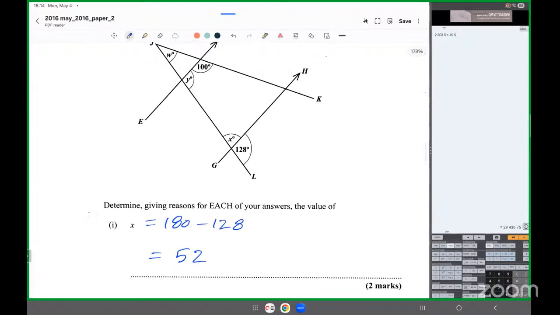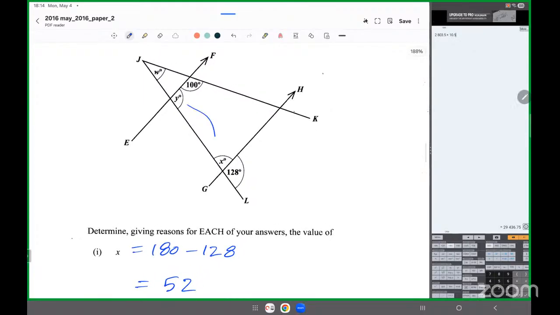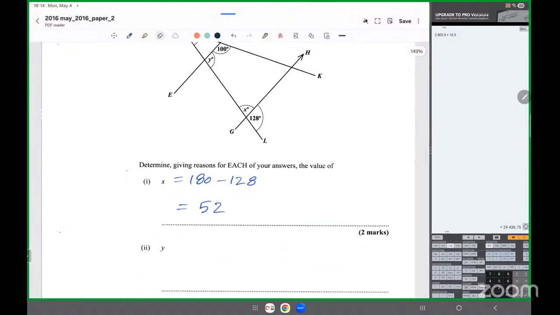Next angle I want is the y. Now these two just add up to 180, don't they? Co-interior angles. See that? Co-interior angles. So the y, or you could say this as well, the y equals 128. That's what we call corresponding angles, right? Two angles that interact with this straight line the same way because these two lines are parallel. So the y is 128. They are corresponding angles. So the y equals 128.